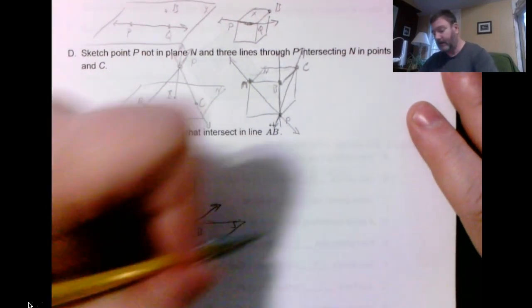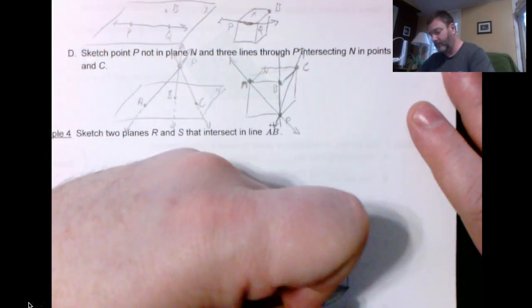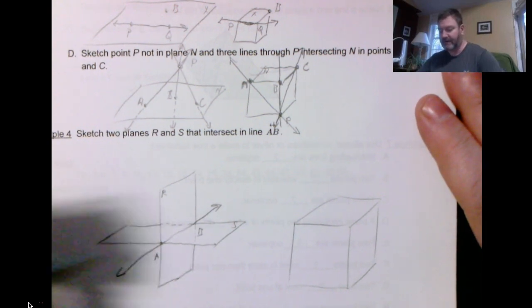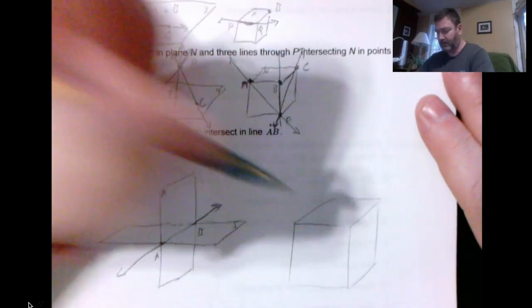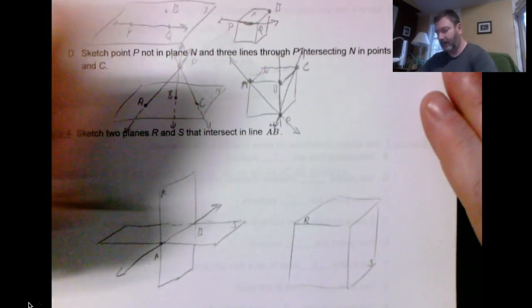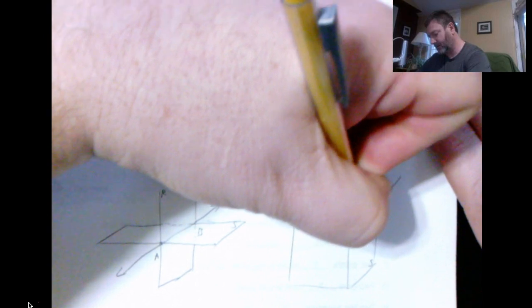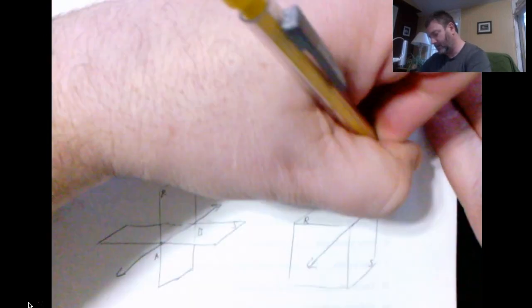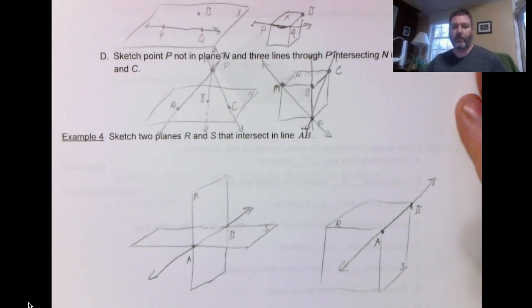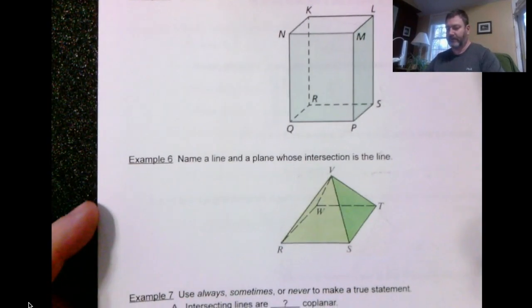Another way, again, is with the cube. And this is a lot easier. Now you can use any two sides, but I'm going to choose this one here to be R, and this one down here to be S. And these two planes are intersecting right here at line AB. So there's example 4, done two different ways. Move on to example 5.